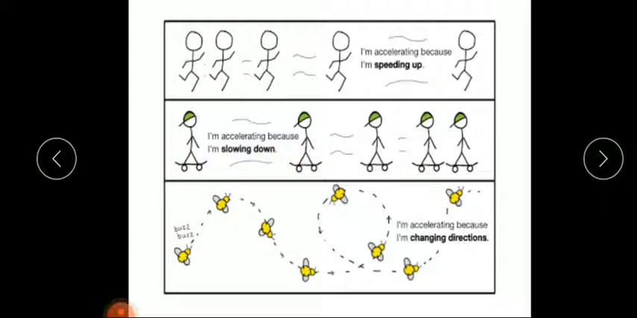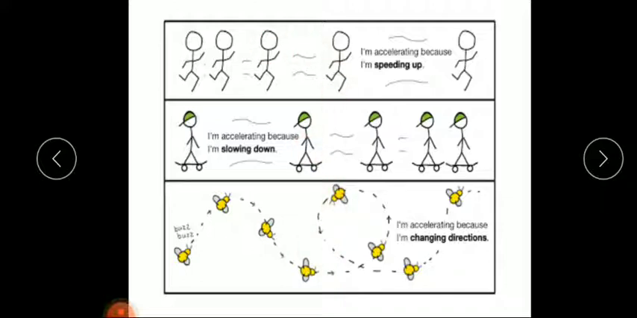Here also you can see, I am accelerating because I am slowing down. The person is decreasing his speed, so there is a change in his velocity. So the person is accelerating. Here the bee is flying with different velocity, and it is also changing its direction. So the bee is accelerating because it is changing its direction. So in the three cases we can see the object is accelerating.